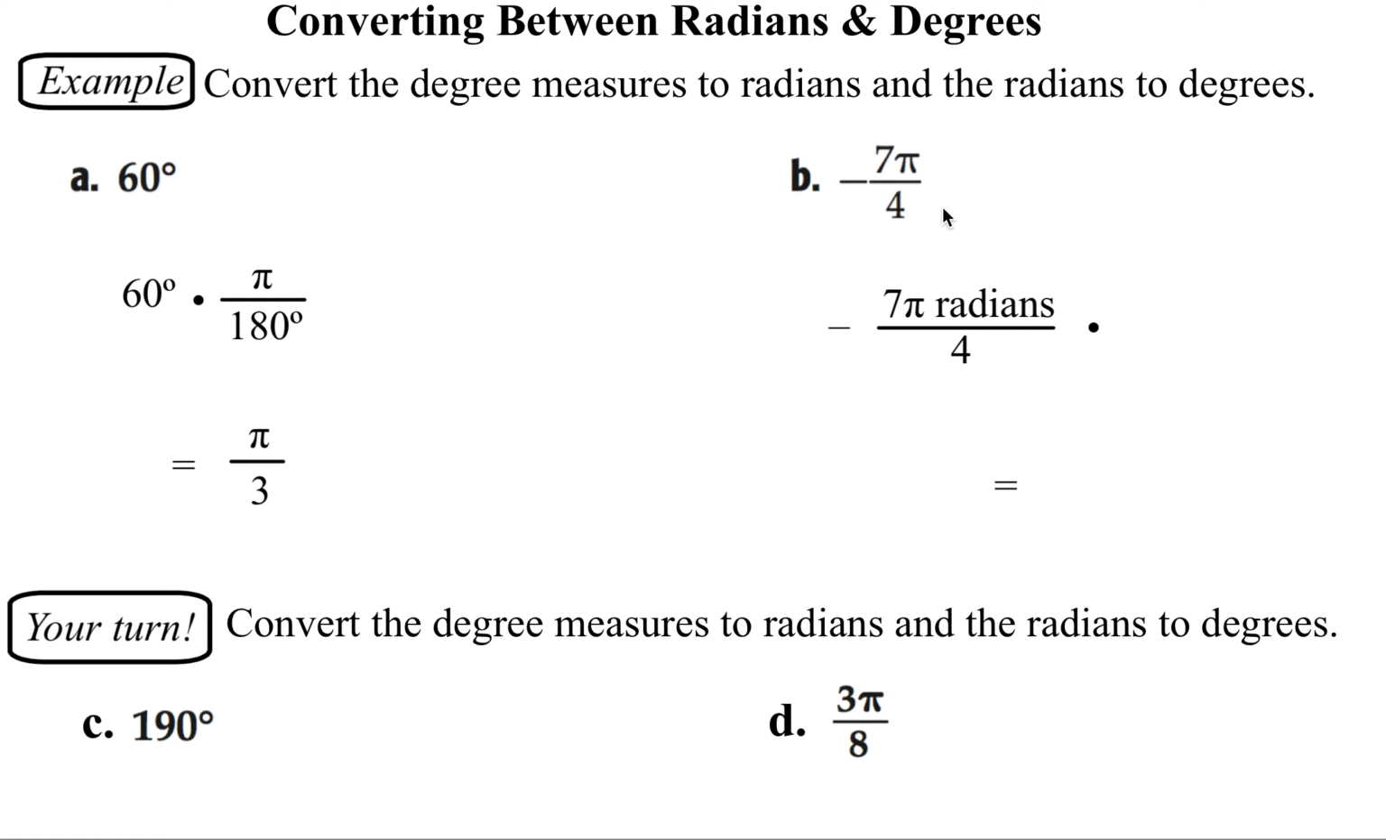Okay? Over on letter B, we have negative 7 pi over 4. So we start with that angle measure, and we want to line up our radians so that they cancel. So we want the pi on the bottom and the 180 on the top. So that's our conversion factor. The pi's will cancel, and we'll get 7 times 180 divided by 4 with a minus sign in front of it. And if we simplify that, we end up with negative 315 degrees. So when you're going from radians to degrees, you multiply by 180 over pi. When you're going from degrees to radians, you multiply by pi over 180. And I've included a couple here for you as well to practice.